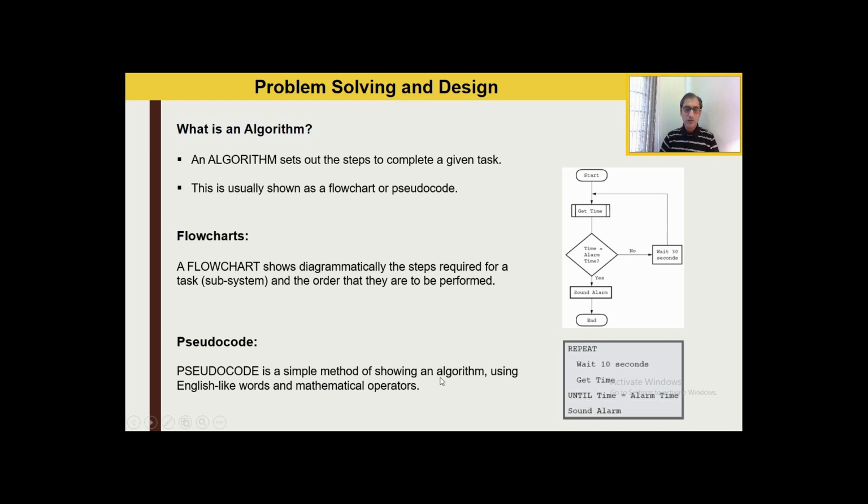Pseudocode is a simple method of showing an algorithm using English-like words and mathematical operators. So, another technique or a method that is used to write an algorithm is pseudocode. And pseudocode is written in the form of simple English. You make use of simple English words to write down the steps or the instructions in a certain order or a sequence in order to devise a solution to a problem, or in order to write down the steps that are needed to accomplish a certain task.